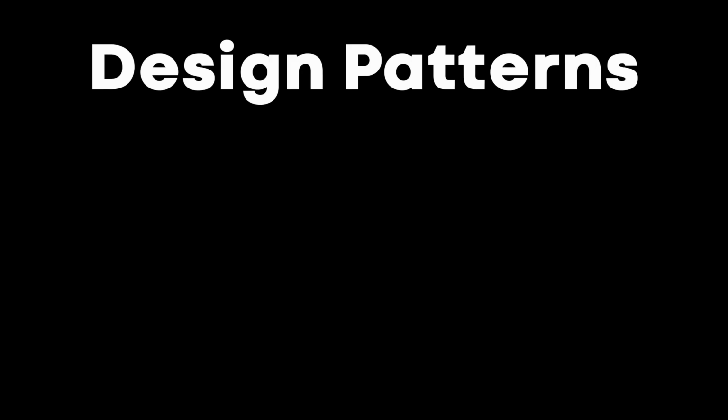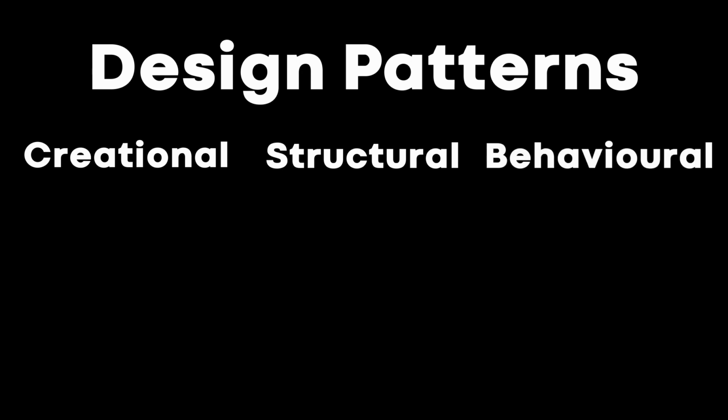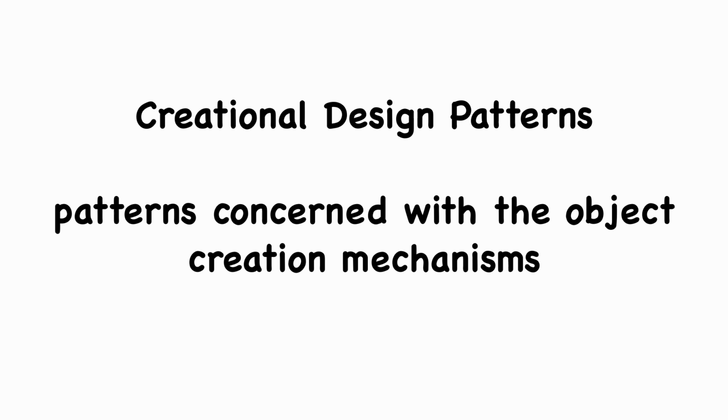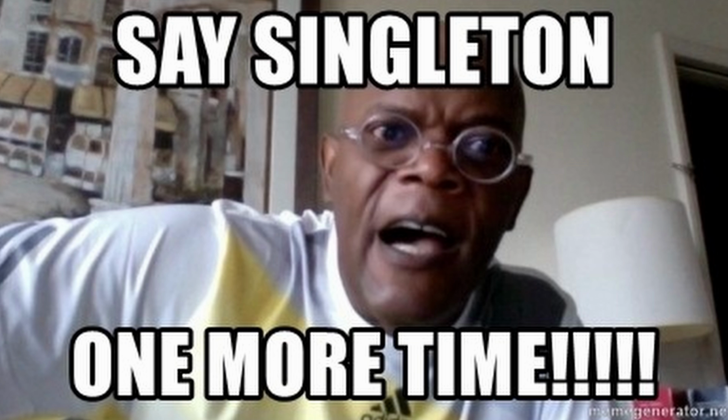The design patterns are segregated into 3 parts: creational, structural, and behavioral. We will understand creational design patterns in this video, and in later videos we will explore the remaining 2. There are about 23 design patterns, but you can expect 3 videos in total. This is the first one covering creational design patterns that are concerned with how objects are created. We will break this definition down towards the end of this video once we've looked at all the creational design patterns. For now, let's start with the first one.